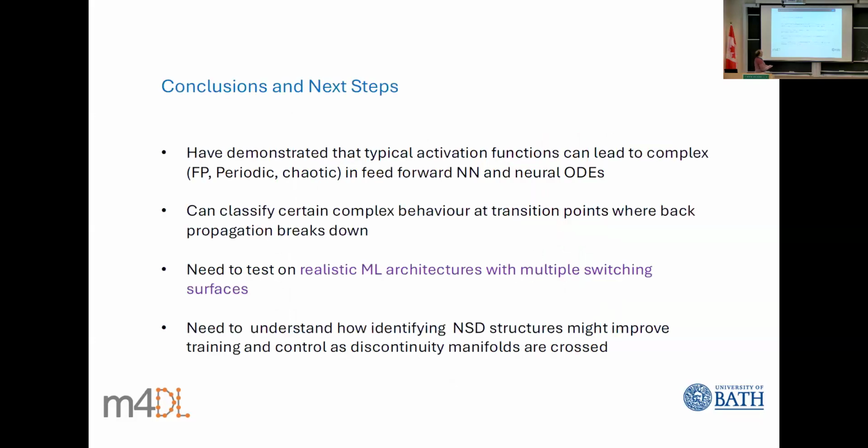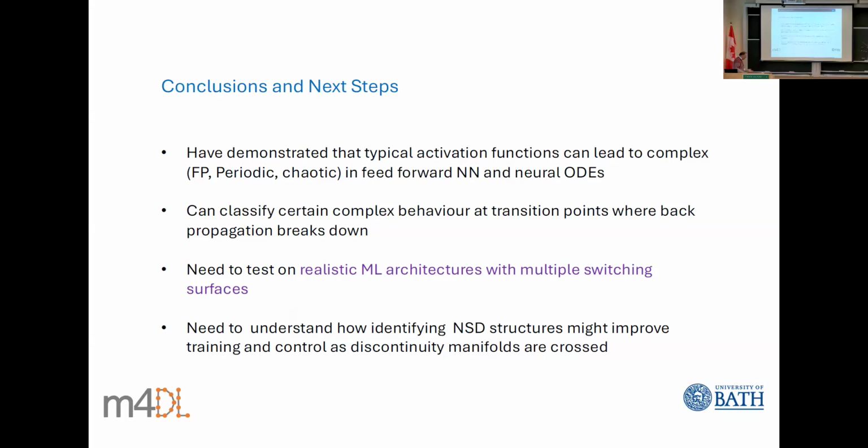Right, to finish, we've demonstrated that typical activation functions lead to complex behavior in feed-forward neural nets and neural ODEs, and that, I would argue, is part of the power of these things. It's part of the expressivity. And we can actually do something about how one classifies these sorts of things.